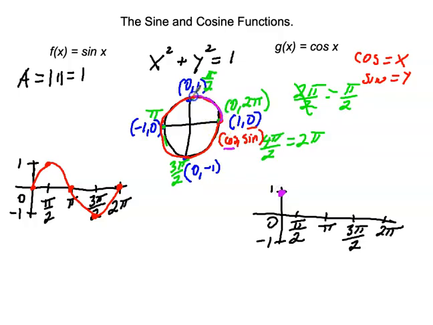And as we go to pi over 2, now the cosine is going to be 0. We're going to move to pi. At pi, the cosine is negative 1. Keep moving. At 3 pi over 2, the cosine is 0. And then after it completes the full rotation, at 2 pi, the cosine is actually at 1. So we're going to try to draw this nice curve.